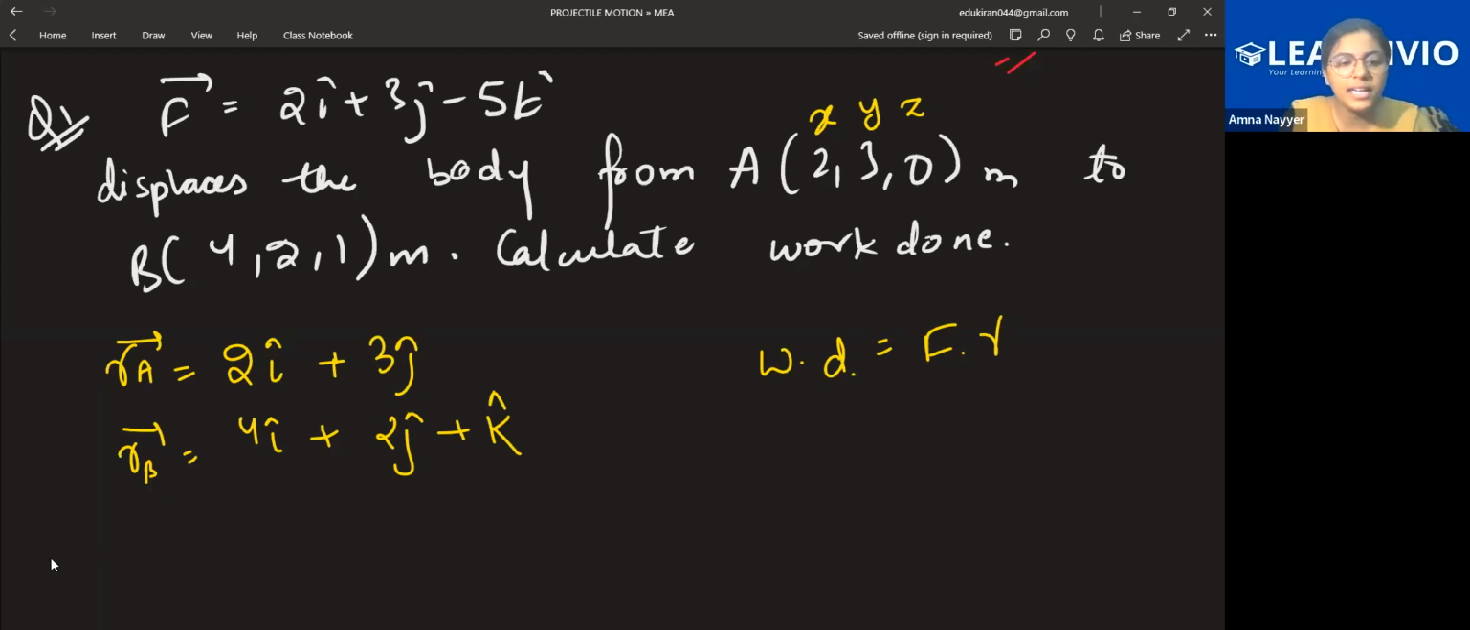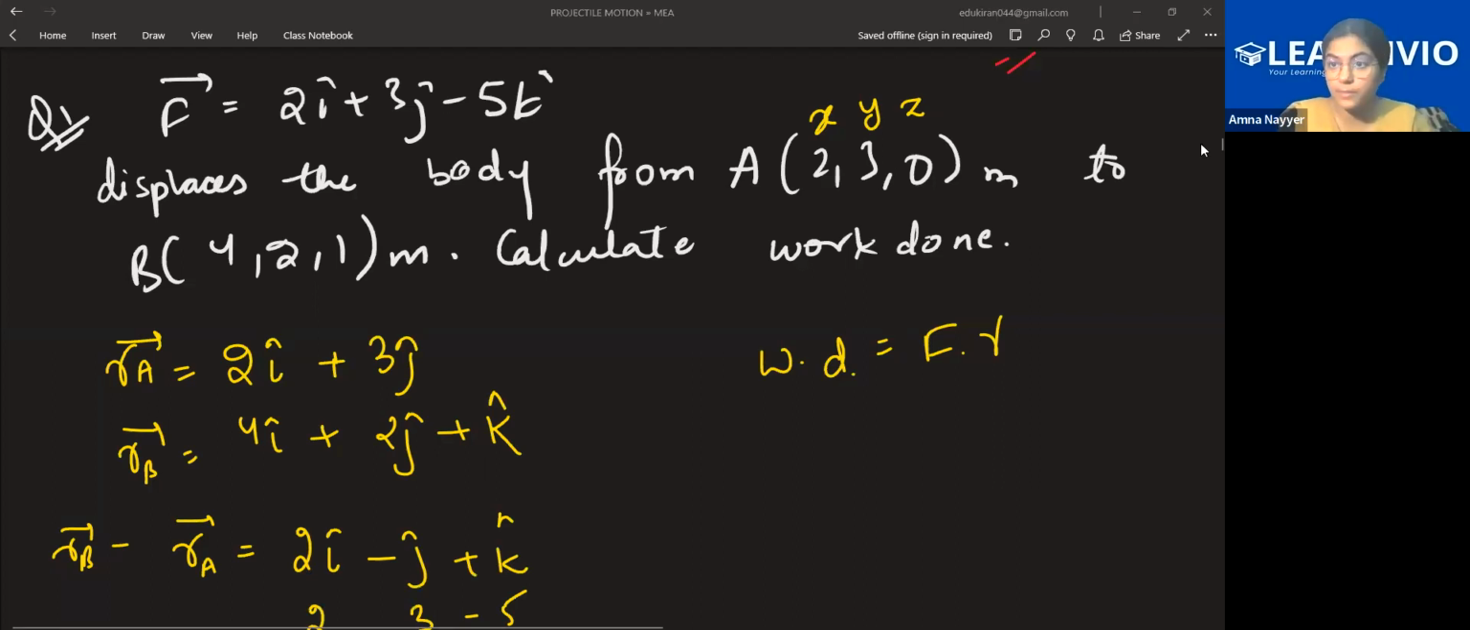You have the final point as RB, initial point as RA. So when you subtract these, 4I cap minus 2I cap becomes 2I cap. 2J cap minus 3J cap becomes minus J cap. K cap minus 0 plus K cap. This is the radius vector.